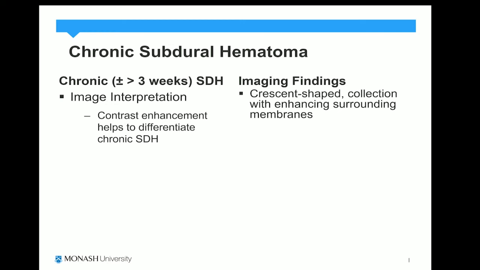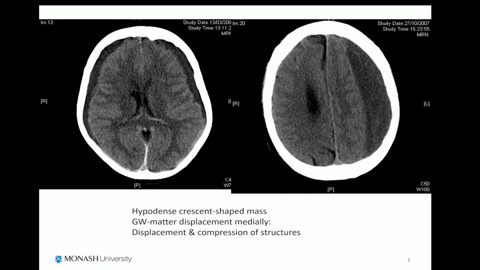With chronic subdural hematoma, that is where the injury happened more than 3 weeks ago. Contrast enhancement might really be needed here to differentiate the chronic subdural from the normal brain tissue. It will have the similar crescent-shaped collection with enhancing surrounding membranes.